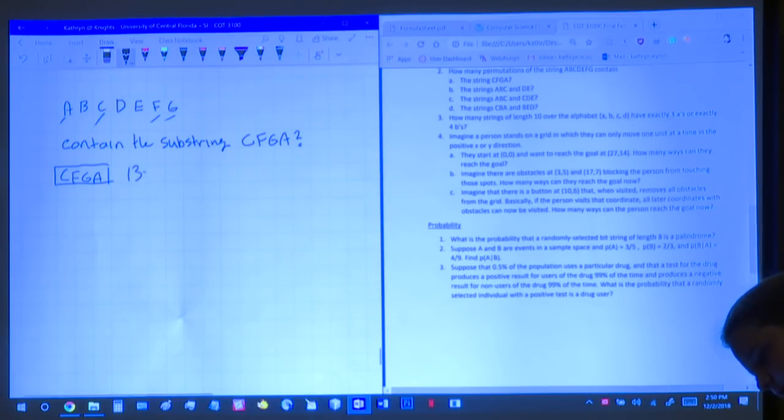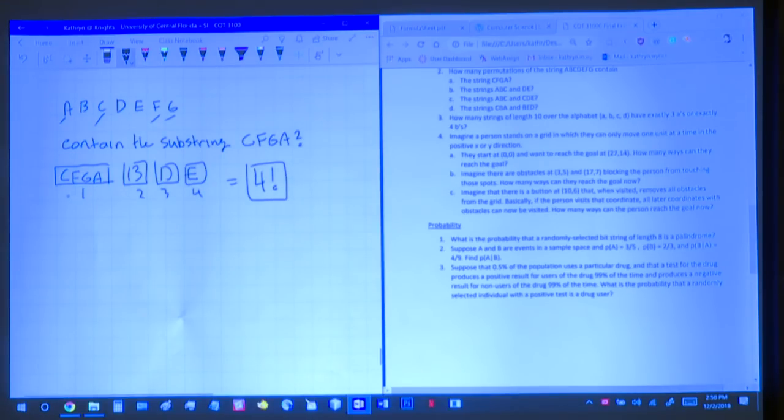So we have B, D, E, right? And they'd be their own groups. And then these can go anywhere in this string just as long as they're represented. So there's 4 new letters, so our answer would be 4 factorial. Any questions?